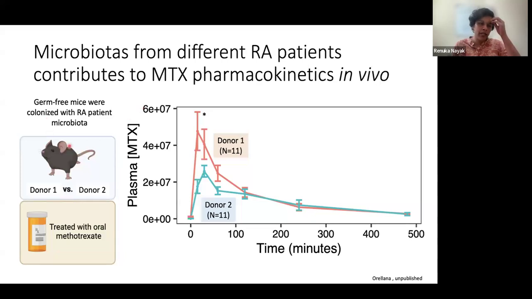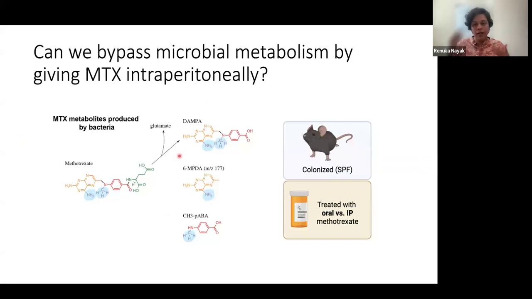And so for this experiment, we took germ-free mice that were then colonized with 2 different RA donors. There are 11 mice in each group. And again, we treated them with 1 dose of oral methotrexate and looked at plasma pharmacokinetics. And what we can see is that the donor status, or the microbiome colonization status, determines the PK profile of this dose of methotrexate. And this is over 8 hours. And so that's exciting because it suggests that some of those things that we were seeing ex vivo, right, in patients, this variation is translated into this in vivo model. And so obviously the next step is to look at what's happening in patients.